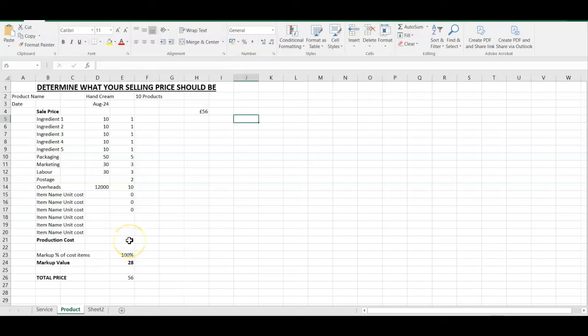If not, if I mark up for 50%, then I should be selling each product for £42. Okay? This is when I start making profit. I start making a profit of £14 per product that I'm selling. So from this example, you can see that one of the reasons why people don't make money is because they're not allocating any overheads to the unit sales that they are making. That's critical for you to make any profit.